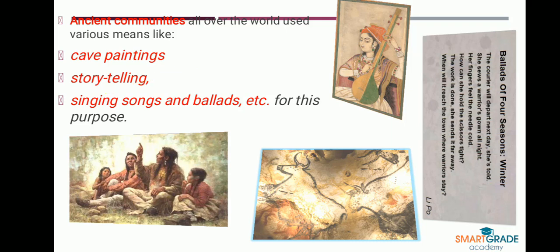Then there is storytelling. Over here an old woman is telling stories to her grandchildren, and those grandchildren will tell the stories to the next generation. So this way oral traditions have been followed. And the last one is singing songs and ballads. Singing songs is like singing songs for gods, and they have been translated into different languages and are still sung by many people. And a ballad is a kind of poem which has been written in the past. So these are the means of historical documents which we find written by ancient communities.